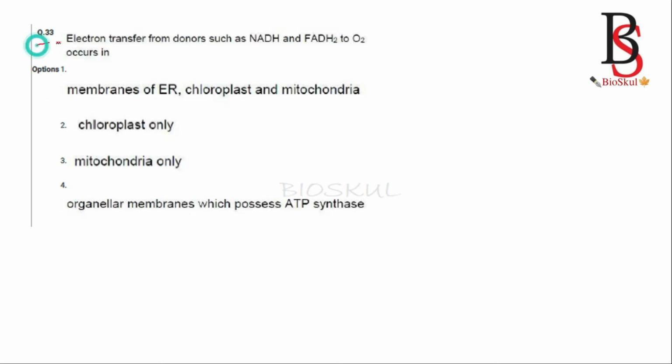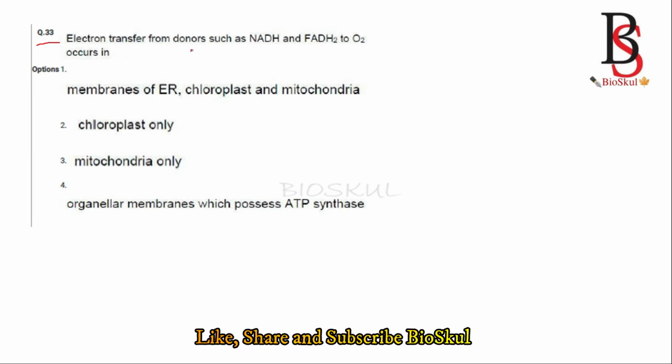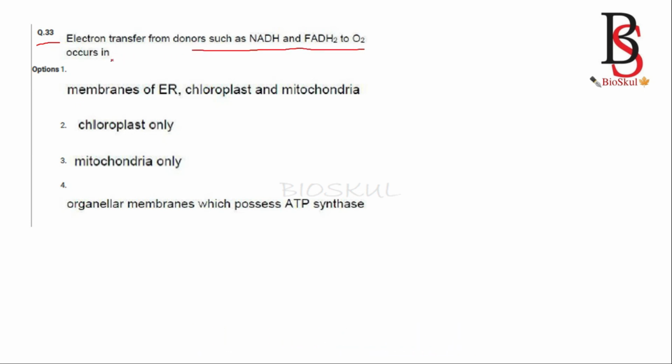Next question is question 33. Electron transfer from donors such as NADH and FADH to oxygen occurs in. So this is the oxidative phosphorylation which takes place in the inner membrane of mitochondria. The correct answer is option 3.